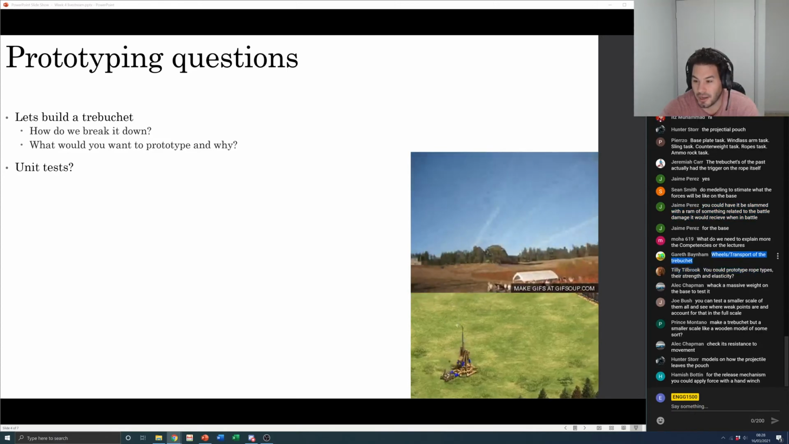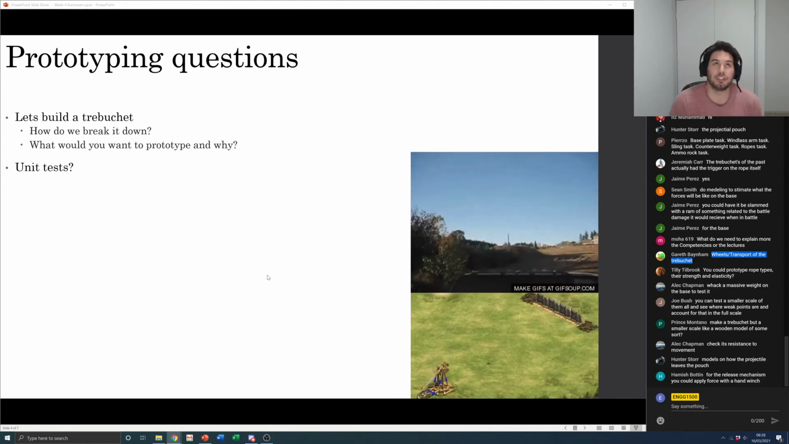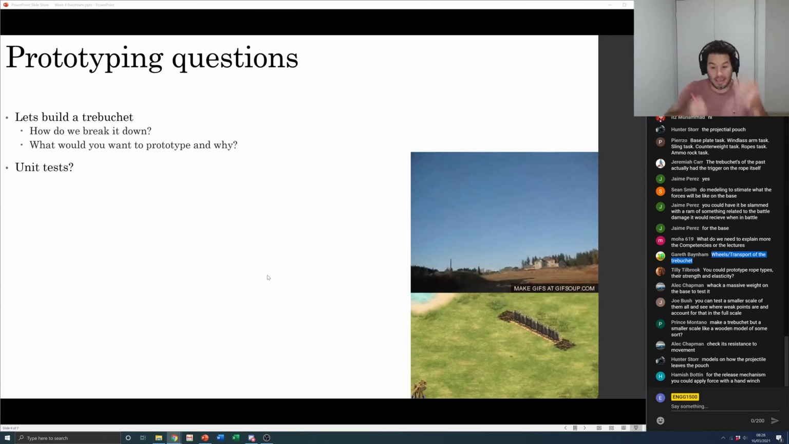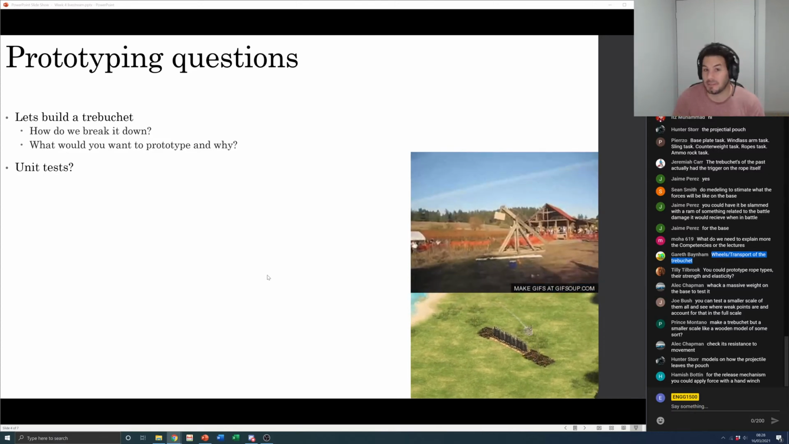Transport of the trebuchet. Okay, that's excellent. We'll talk about this later, but the Warwolf trebuchet was transported in 37 wagons. Can your thing be broken down and reassembled? It took 3 months to build.